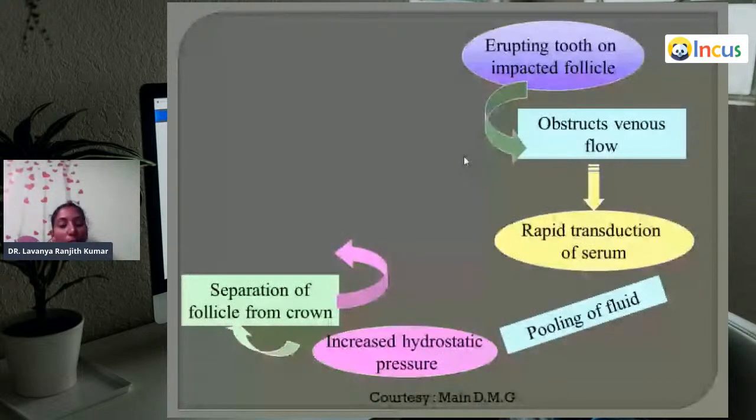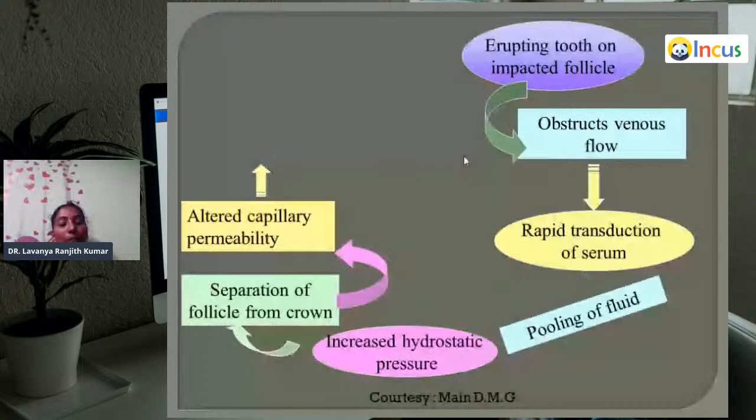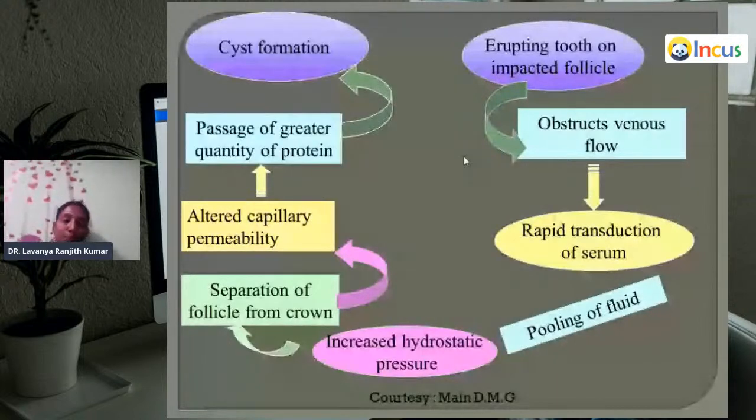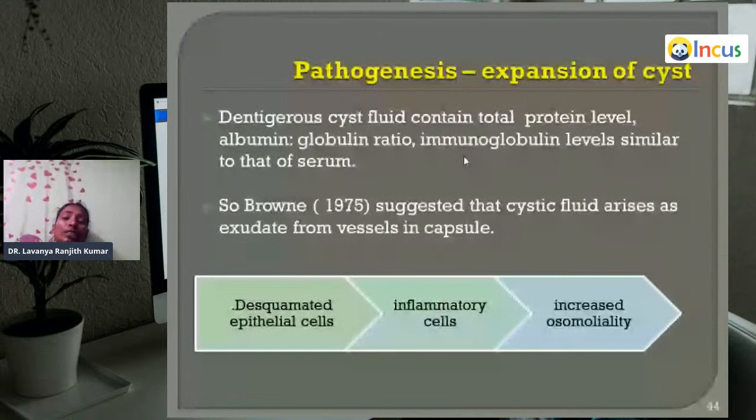There will be an accumulation of fluid between the reduced enamel epithelium, the follicle and the crown. Then there will be altered capillary permeability, which results in passage of a greater quantity of protein. This results in cyst formation. So that is the pathogenesis behind how the cyst expansion takes place.